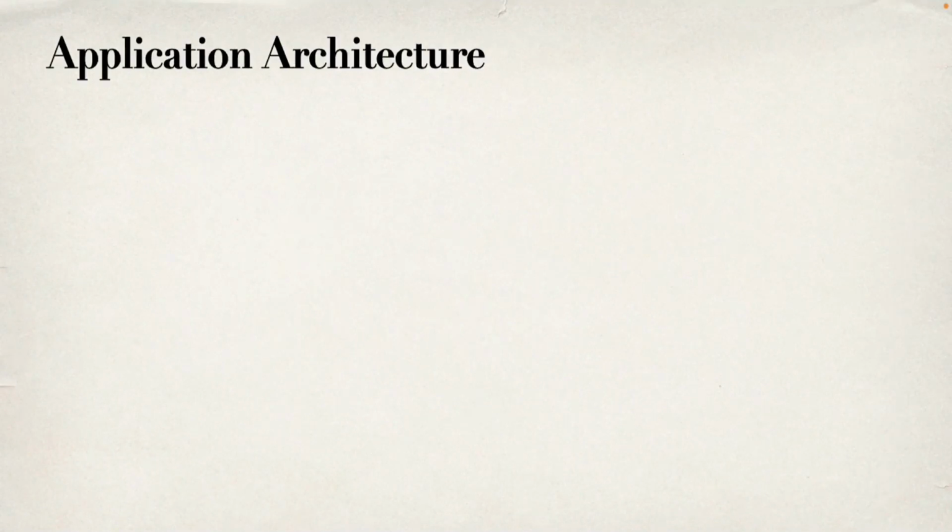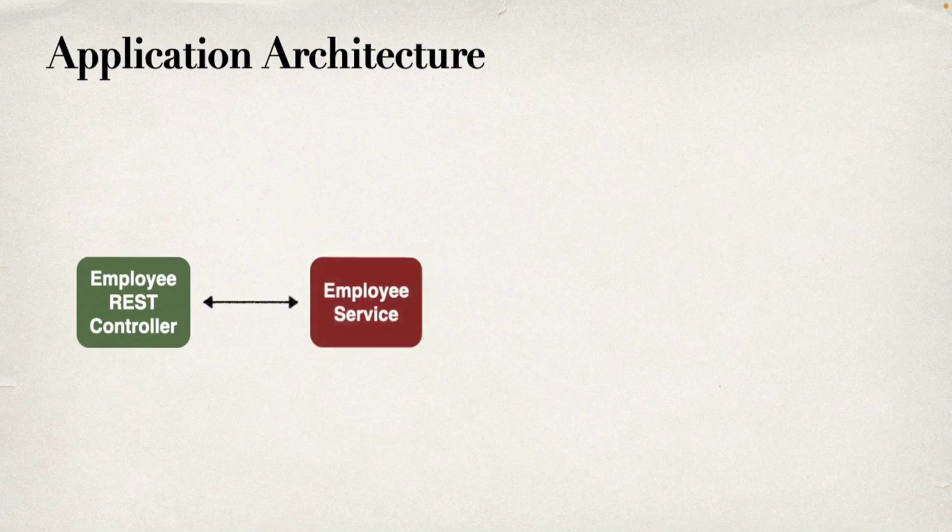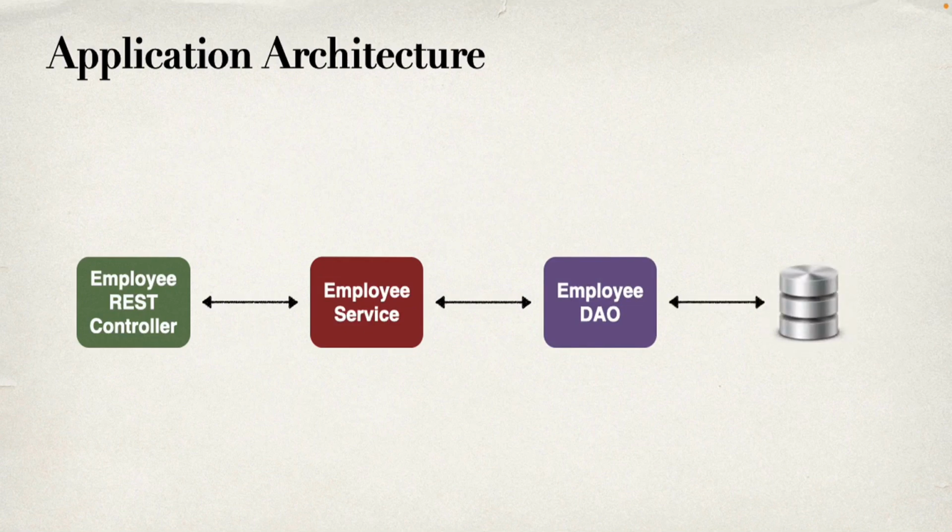Now let's take a quick look at our application architecture. So we'll start with an employee REST controller that'll communicate with an employee service, which in turn will talk to an employee DAO to connect to our backend database.